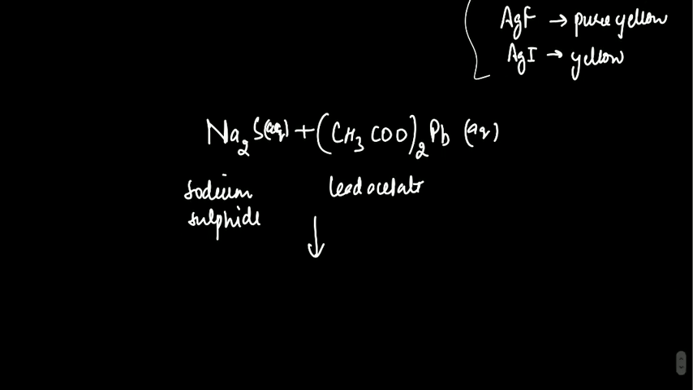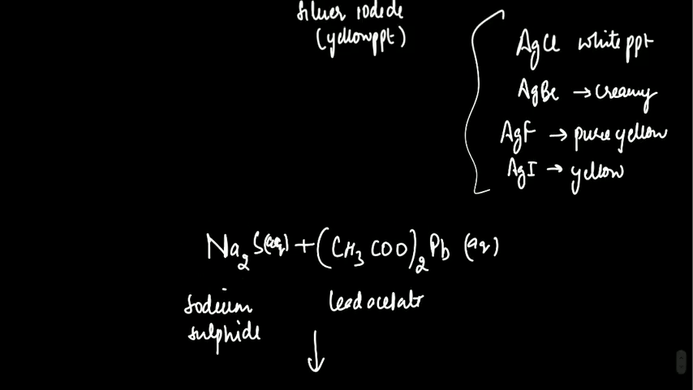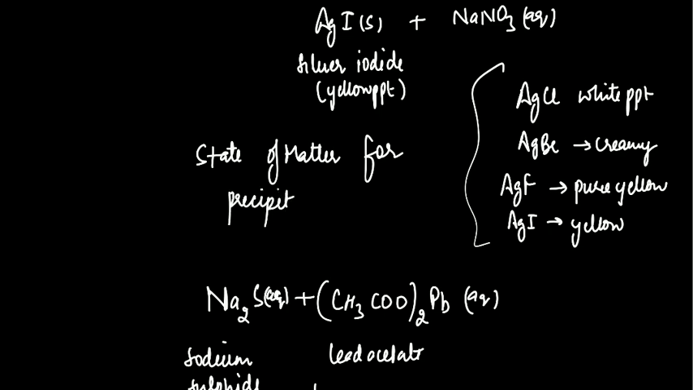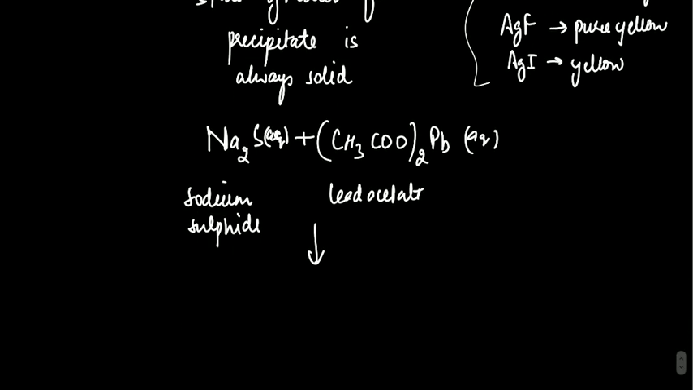One of the products on the product side is going to be solid. And one more thing, the precipitates are always in the solid state. The state of matter for a precipitate is always solid. It's never aqueous, because if it's aqueous, then what's the difference?